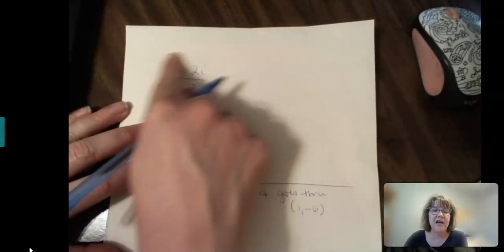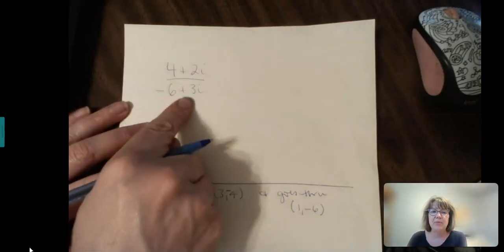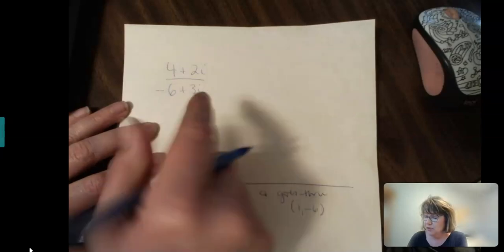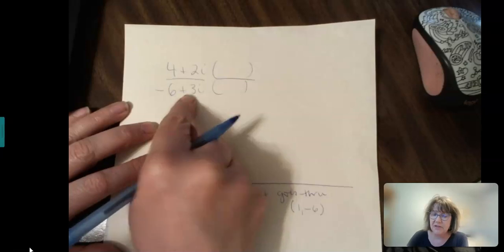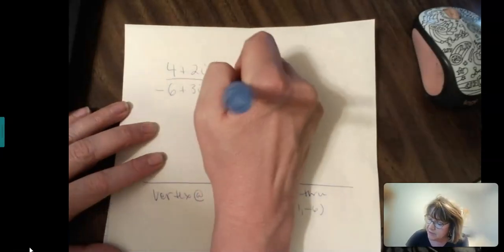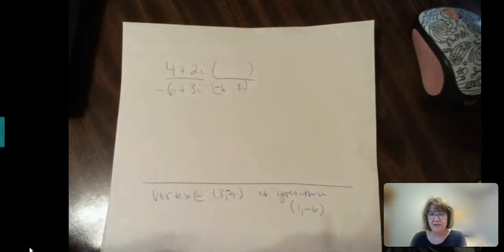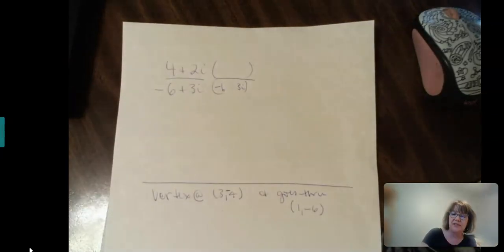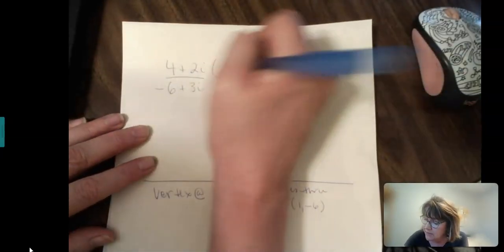All right, so when you divide imaginaries, you multiply by the conjugate to basically get rid of the i in the denominator. That's the goal. So the conjugate is exactly like it looks. If it's -6 and 3i, the only difference is whatever sign is in the middle, you flip it. If it's positive, you go to negative. If it's negative, you go to positive. So this is positive in the middle, so I'm going to go to negative.